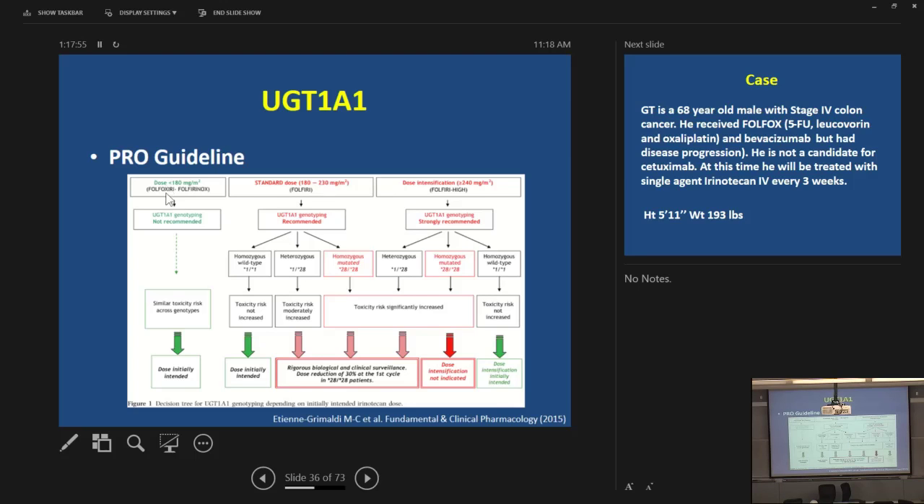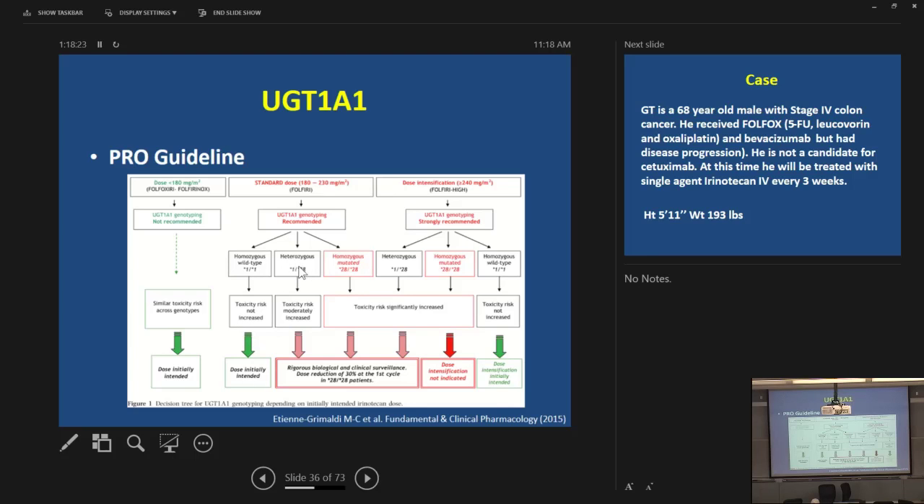So these doses that we would see in FOLFOXIRI or FOLFIRINOX or FOLFIRI, where we would use less than 180 milligrams, they wouldn't really recommend testing because it's a lower dose. So they would just give the dose. Okay. If we're getting into higher doses, so kind of 180 up to 230 milligrams per meter squared, they would recommend testing.